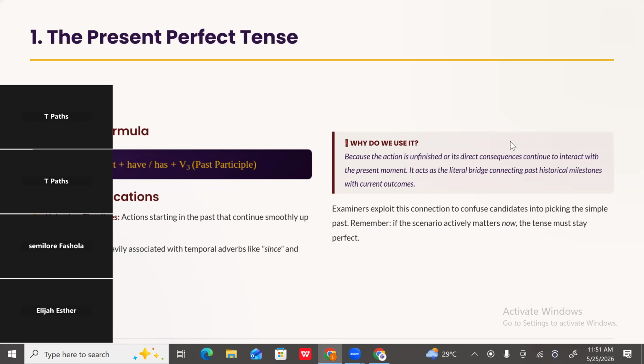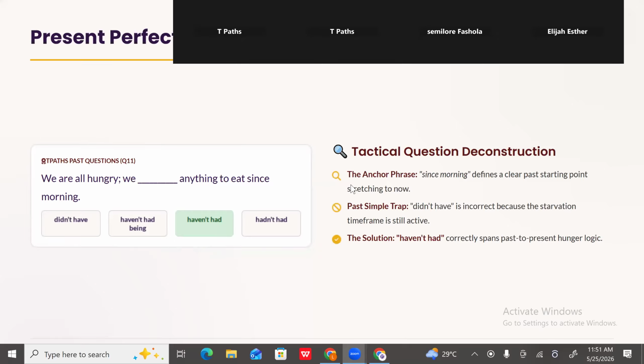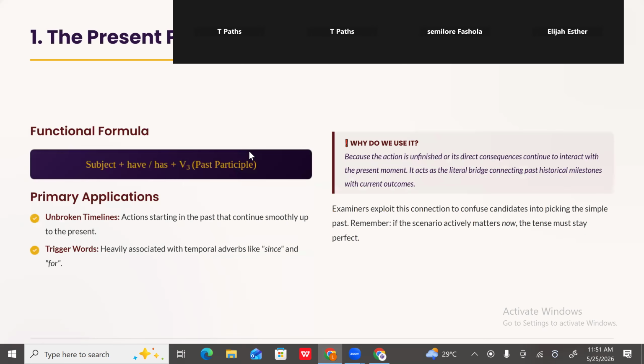I said present perfect is something that happened in the past, but you can still see the consequence now. Okay, look at a scenario. This is an example. We are all hungry. We haven't had anything to eat since morning. Although this is a negative sentence, it's still present perfect, with haven't had. The structure is, let me show you.